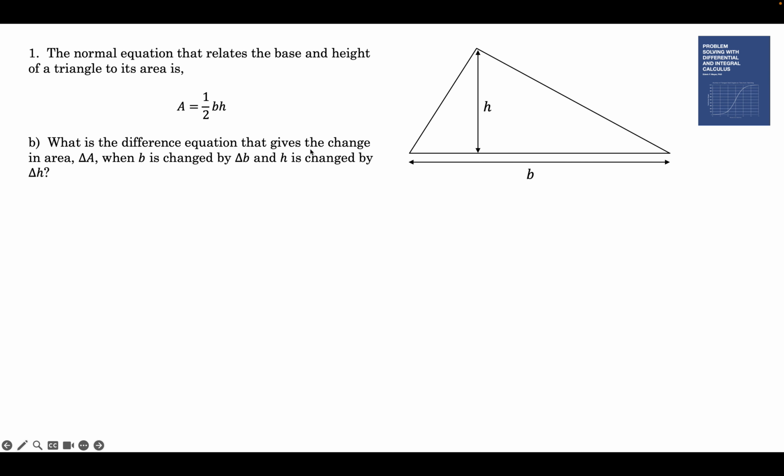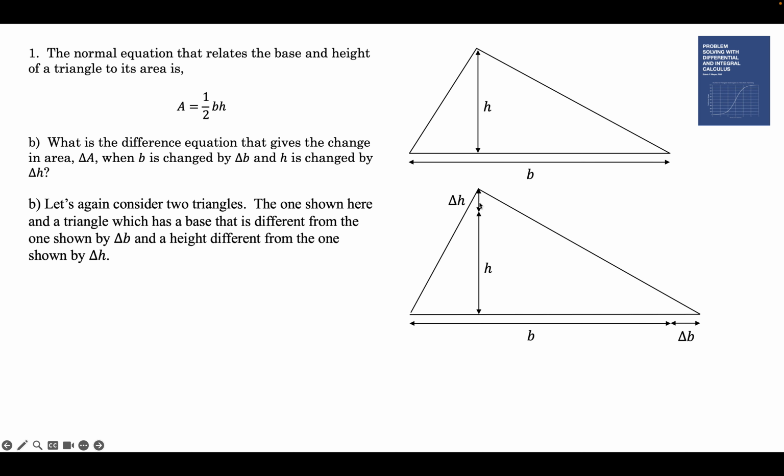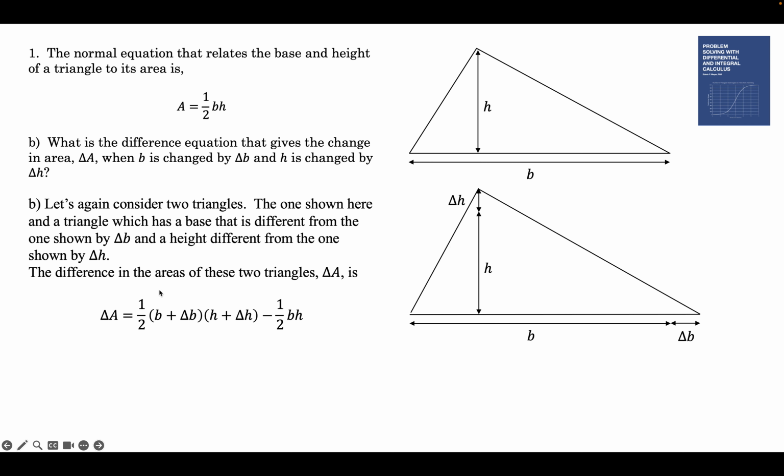What is the difference equation that gives the change in area delta A when B is changed by delta B and H is changed by delta H? So now both are changing. Again, two triangles. This one's got a height difference of delta H and a base difference of delta B. The area of this one, just like the area of any triangle, is 1/2 base times height. And the area of the big triangle, 1/2 base, which is B plus delta B. The height is H plus delta H. And we subtract the area of this one to get the difference.